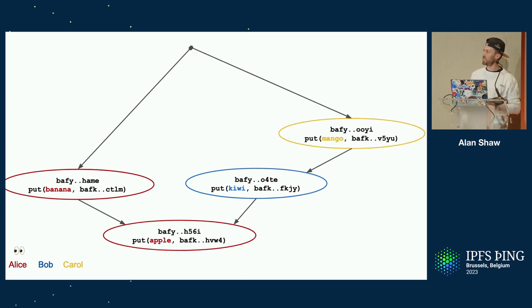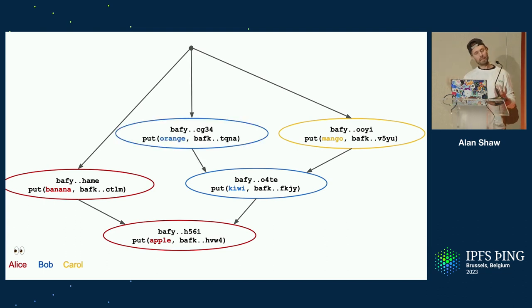Then Alice receives an event saying that Carol put a mango in the bucket, and Carol's mango does not point to Alice's banana. What we know about that is that when Carol created her mango event, she hadn't received Alice's banana event because it's not pointing back to it. And now Alice's two latest events are the banana and the mango.